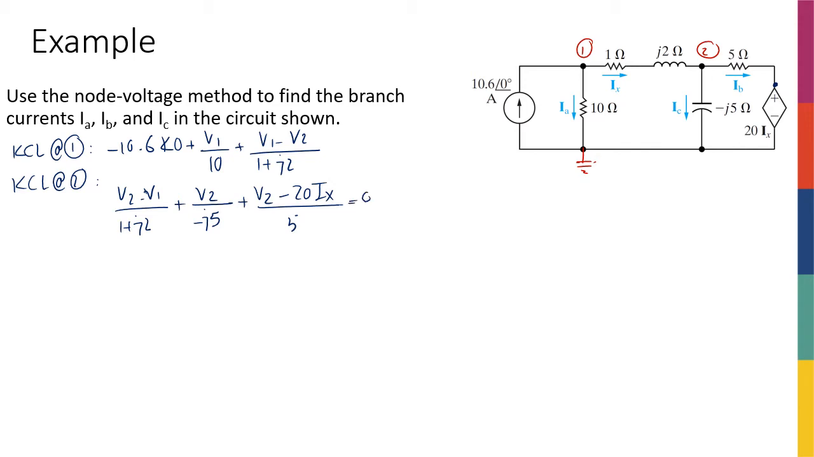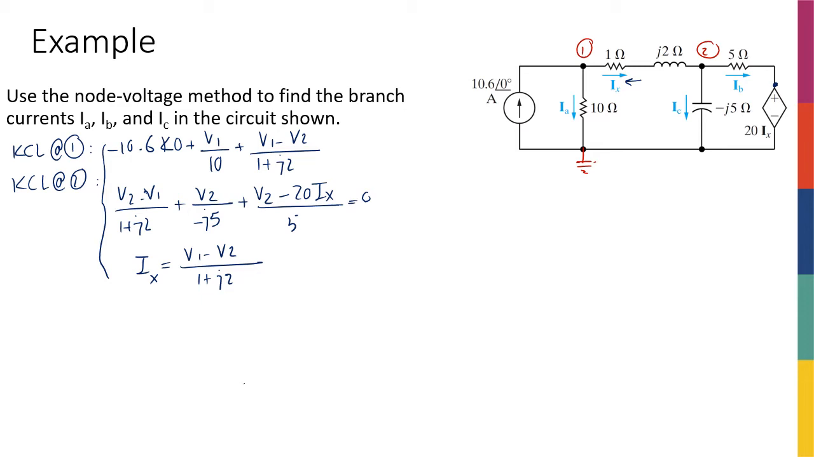So 2 equations, 3 unknowns. The third unknown is the Ix, so I have to define it. Ix is the current flowing here from node 1 to 2, so it's basically (V1 minus V2) divided by (1 plus j2). So now I have 3 equations, 3 unknowns, and I'm ready to solve this.